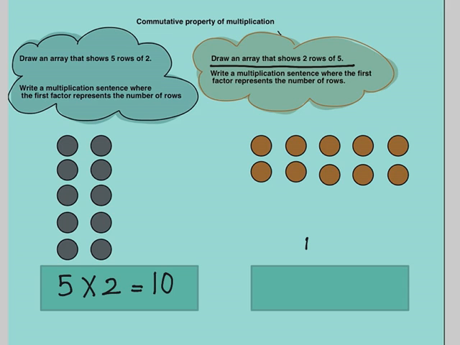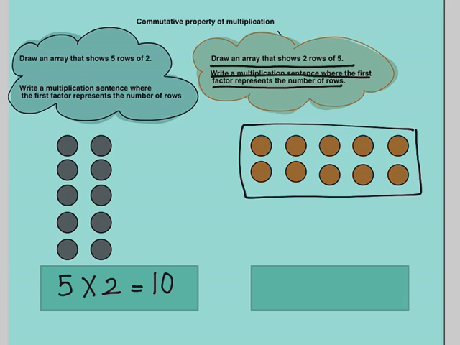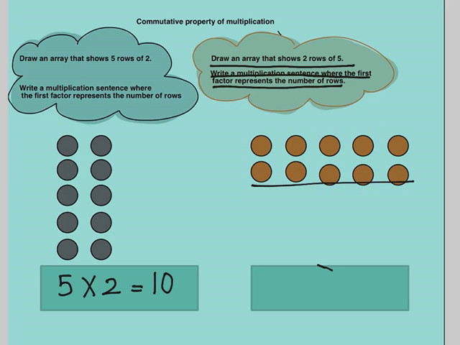Draw an array that shows 2 rows of 5. Write a multiplication sentence where the first factor represents the number of rows. So here is an array that shows 2 rows of 5. So this is the first row of 5 and this is the second row of 5. So what we have to do now is write a multiplication sentence, and the first factor should represent the number of rows or number of groups.